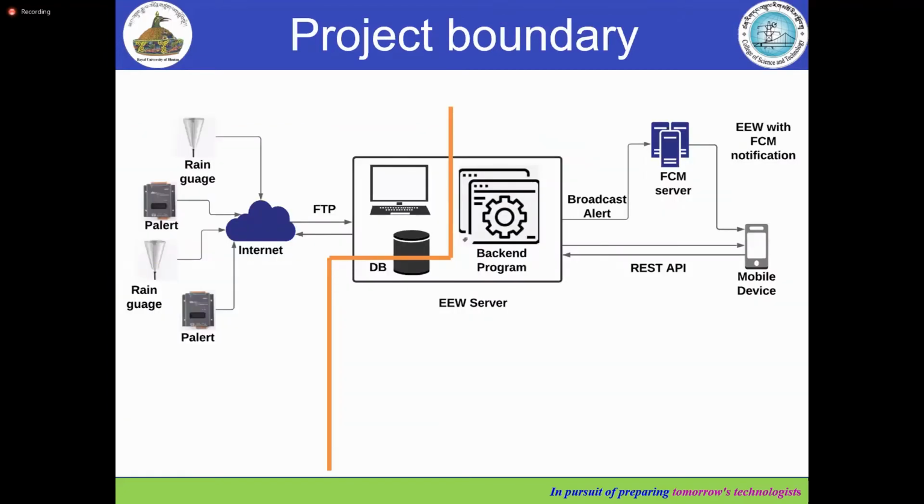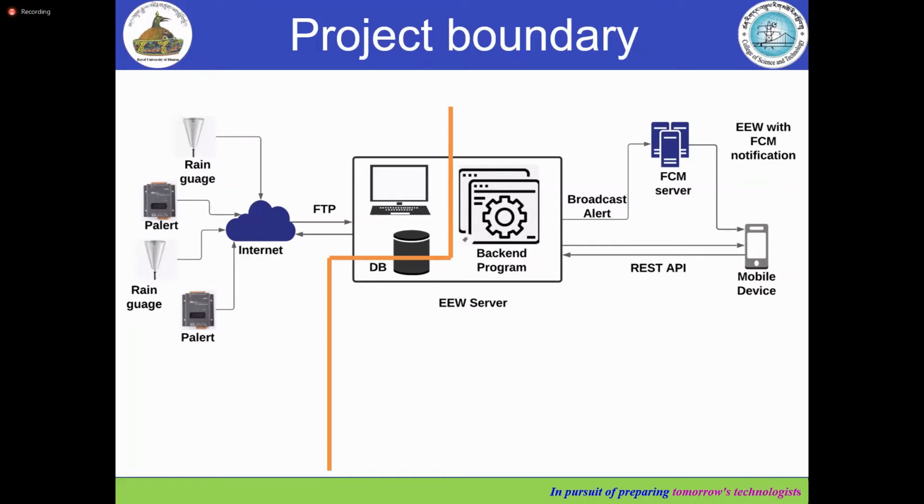The project boundary, to distinguish the scope of the project from the existing system: all the components on the left-hand side of the line were not built or developed in this project. These components or systems are already prevailing. For example, the sensors at the base station and the dedicated server for data storage were already existing. So this project was basically built on top of this existing infrastructure.